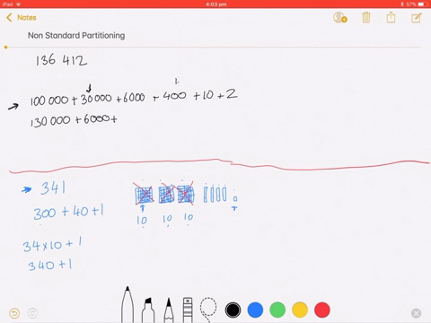Let's pretend I lost the 100 blocks again. I could have 400 plus 10, 400 plus 10 is 410, plus 2. That's non-standard partitioning, where you don't have them all split out like this, you combine some of them.